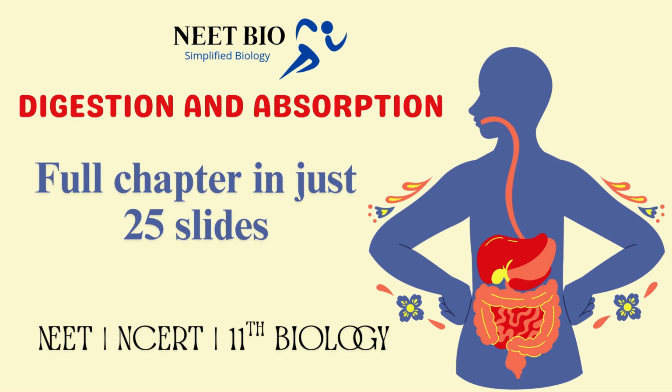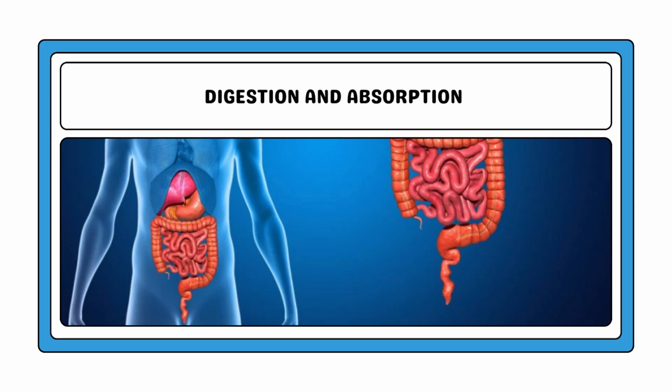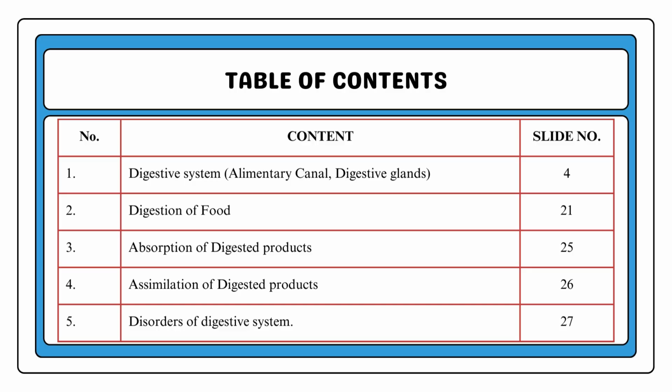In this video, we are gonna see the Digestion and Absorption chapter in just 25 slides. This video will be helpful to crack NEET and the 11th CBSE Biology exam. In this chapter, we will learn 5 main sections of digestion and absorption. These are the sections we are gonna learn in this chapter: the digestive system, which includes both alimentary canal and digestive glands, digestion of food, absorption of digested products, assimilation of digested products, and last but not least, disorders of the digestive system.